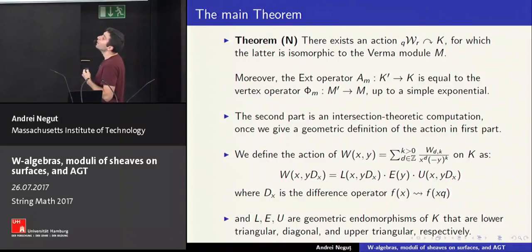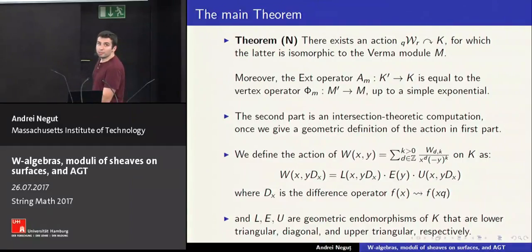So K theory as a vector space, as we have seen, is graded by instanton number, and the operators L, E, and U are lower triangular, diagonal, and upper triangular. So this formula here is not just a definition of the fields of a W algebra, it's an LDU decomposition of them, but I call the operator in the middle E because D is taken in this formula.